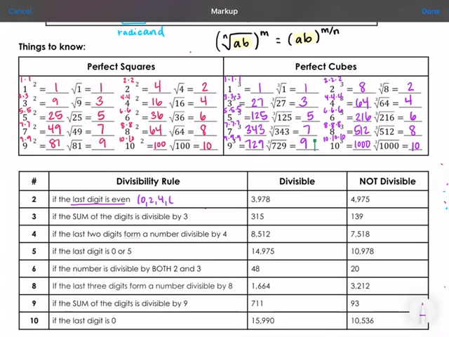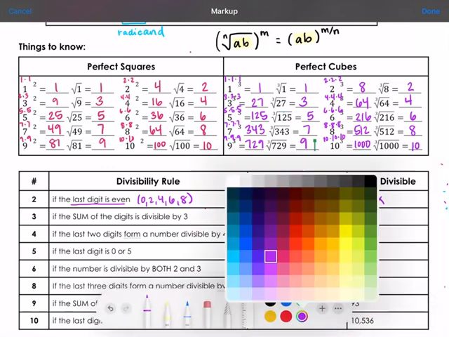The first one is to know if a number is divisible by 2. You can check if the last digit is even, meaning it ends in a number like 0, 2, 4, 6, or 8. So if a number does end in one of these numbers, then it is divisible by 2. In this example, 3,978 ends in 8, which is even, so yes, it's divisible by 2. However, this number, 4,975, ends in 5, which is odd, so this number would not be divisible by 2.